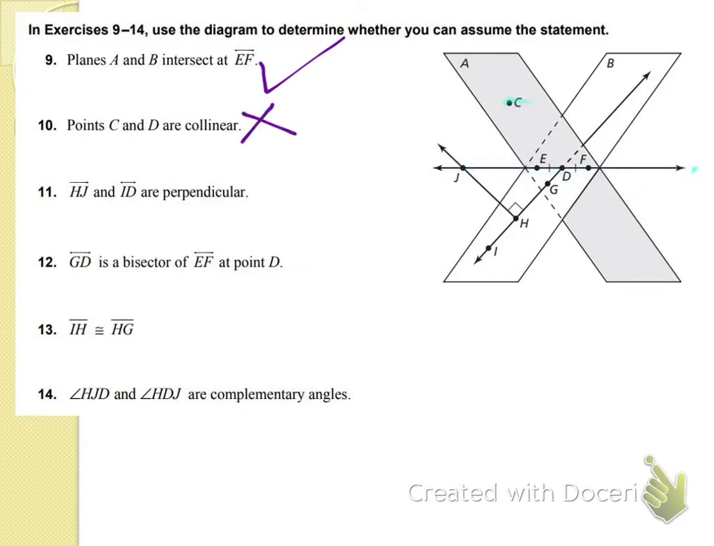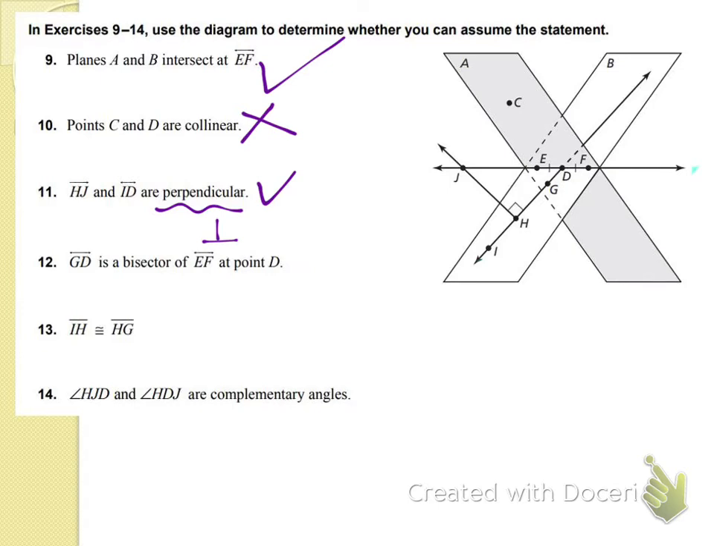Then it says HJ and ID are perpendicular. Yes. What does perpendicular mean? Intersect and form 90, form a right angle, right? So there's your right angle. All right. So yes. What is the symbol for perpendicular? It's an upside down T. Good.